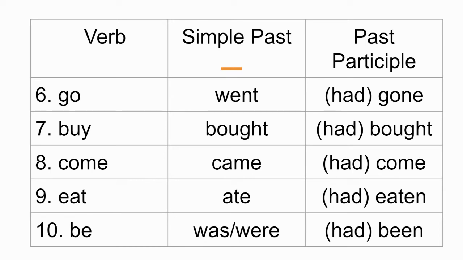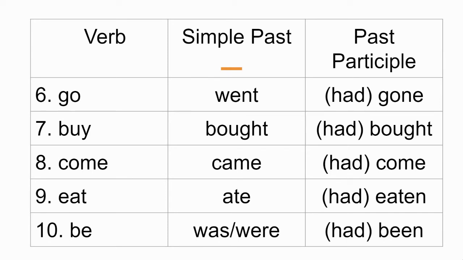6. Go. Simple past is went. Past participle is had gone. 7. Buy. Bought. Had bought. 8. Come. Came. Had come. 9. Eat. Ate. Had eaten. And number 10. Be. Was, were. Had been. Job well done. These are examples of irregular verbs. They don't have a specific formula to indicate them in their simple past and past participle.